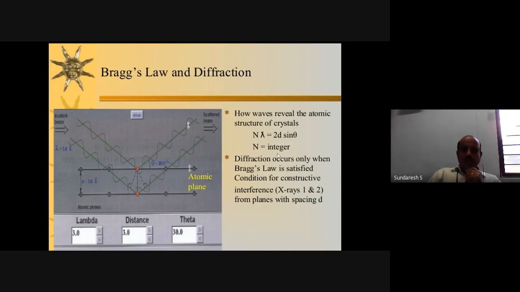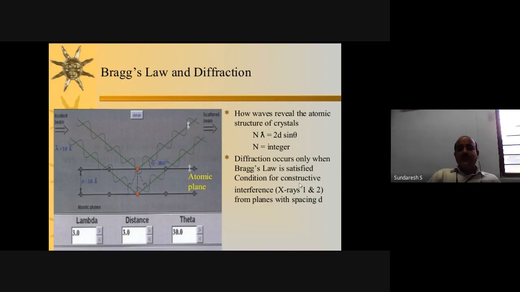So n lambda is equal to 2d sine theta, where d is the distance between the atomic planes, lambda is the wavelength, and theta is the angle of deflection. Okay, so n is an integer. Diffraction only occurs when Bragg's law is satisfied. So when this equation is satisfied, only then will diffraction happen. So this law we call Bragg's law.